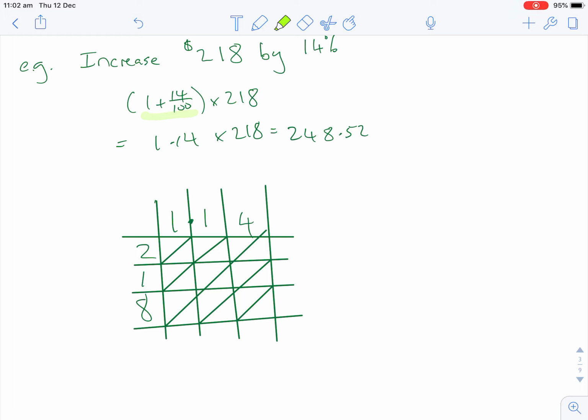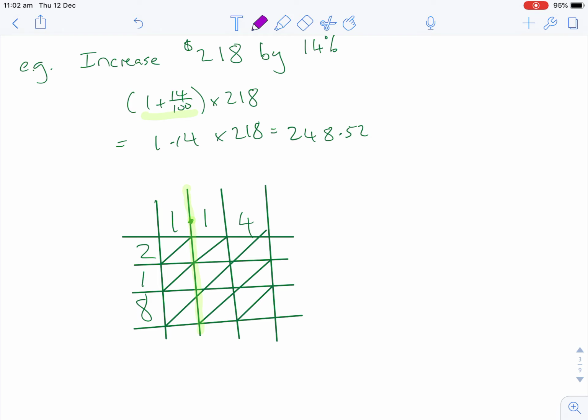It doesn't matter the order in which you multiply numbers, so it doesn't matter if I'd put the 218 across the top and the 1.14 down the side. And again, make sure with your decimal places, you don't take any notice of those, you just put all your numbers in for the moment. And then we'll start multiplying.